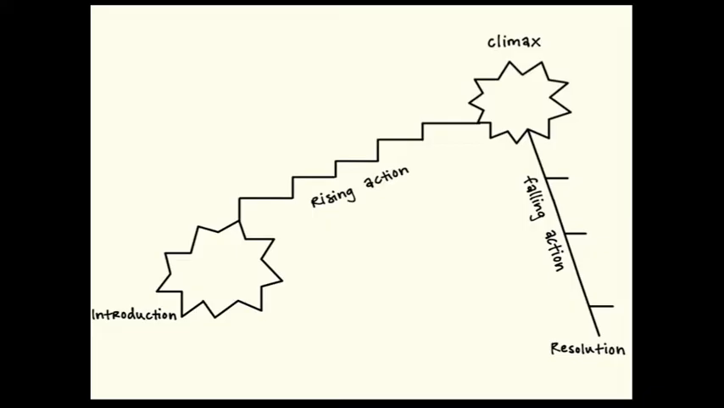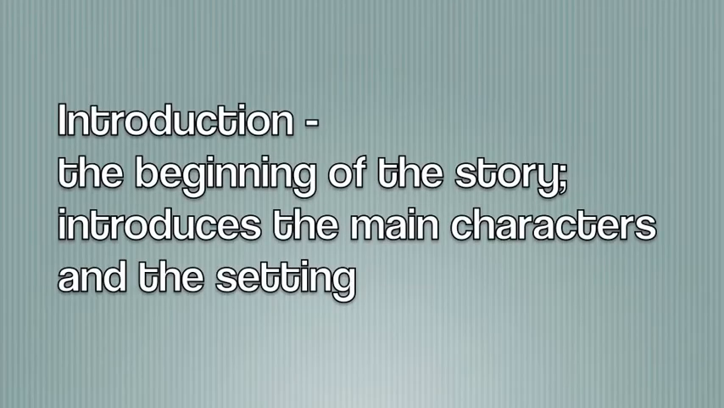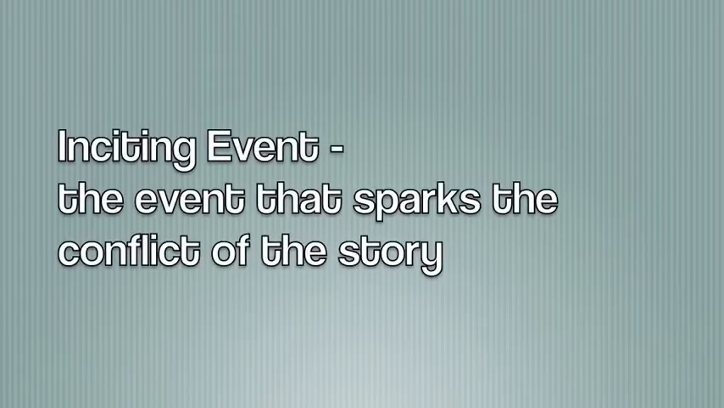There are 5 main elements of plot development that should be included in a plot diagram. First is the introduction. The introduction is the beginning of the story and introduces the main characters and the setting. In most stories, the introduction includes the inciting event or the event that sparks the story's conflict.